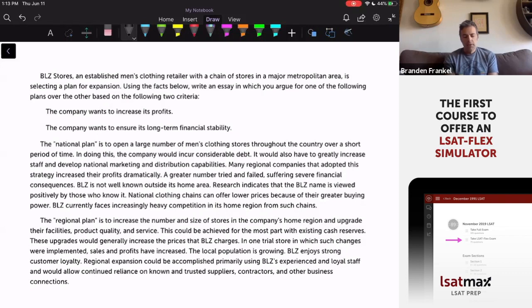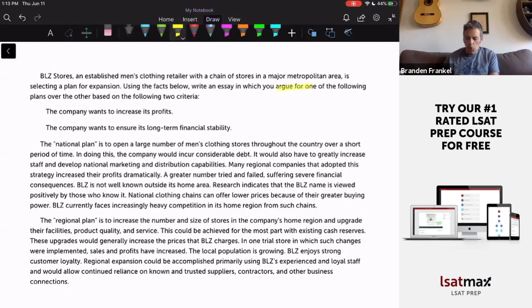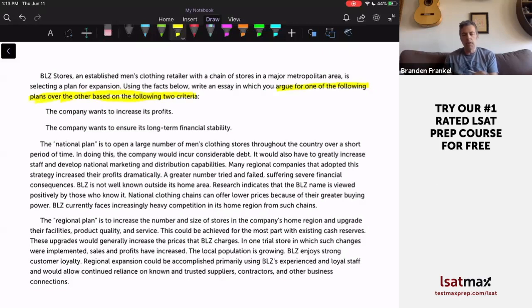Easy enough. So note, these are the instructions right here. Argue for one of the following plans over the other based on these 2 criteria. That is the entirety of the instructions. So make sure you do that. Argue for one over the other. Use the criteria. The criteria: the company wants to increase profits, and the company wants to ensure its long-term financial stability. So if you'll notice, each of these paragraphs is talking about a plan, a national plan and a regional plan.